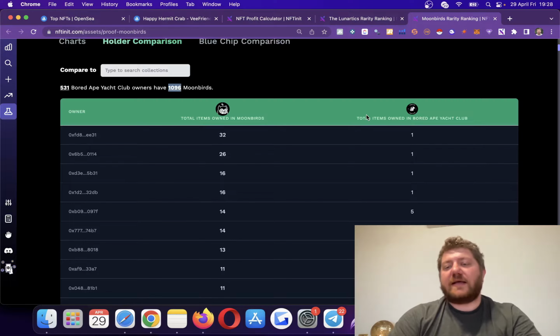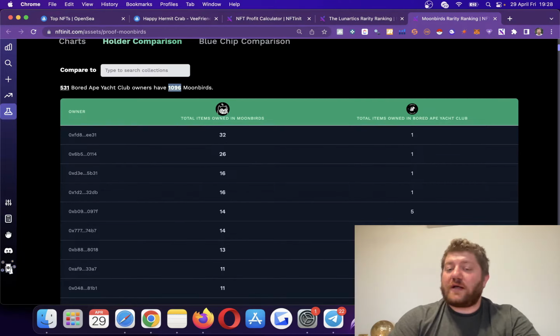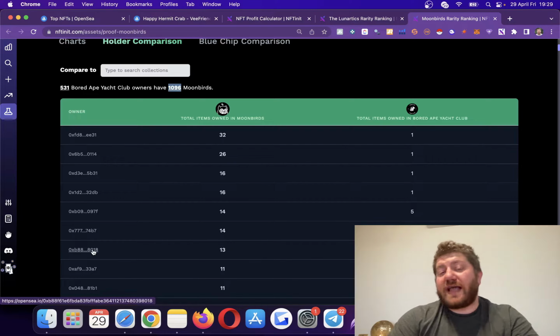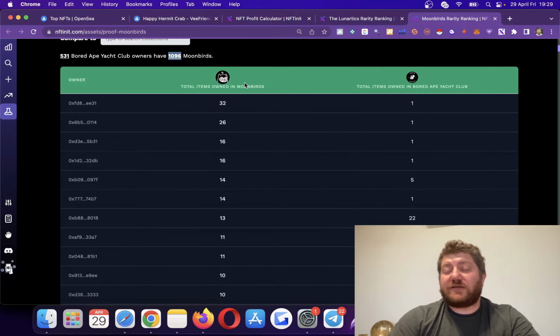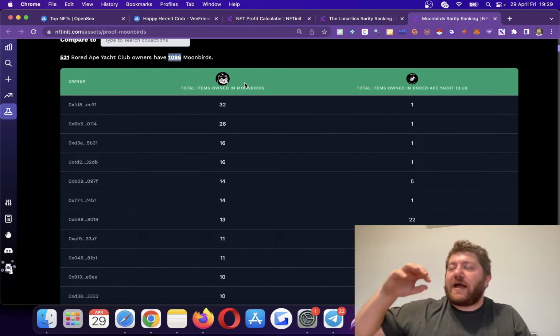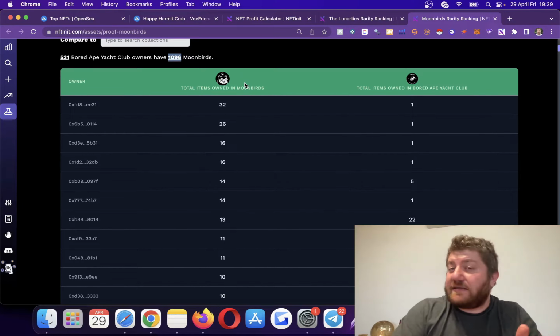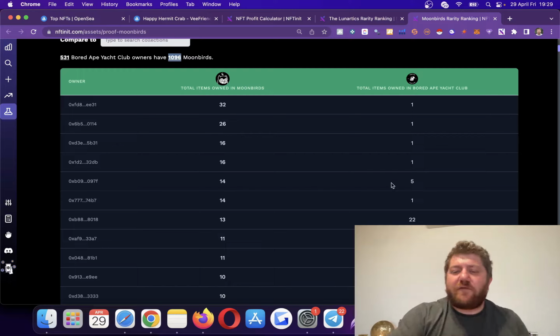So this guy, he has one Bored Ape, he has 32 Moonbirds. This guy, he has 22 Bored Apes. He must be a big name. And he also has 13 Moonbirds. Again, just like the blue chip comparison, you would want big names, big guys to have many in the collection you are interested in, because first, they are going to be diamond hands, and people actually follow this guy.